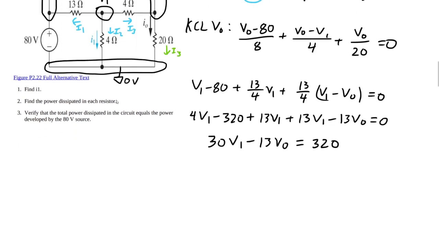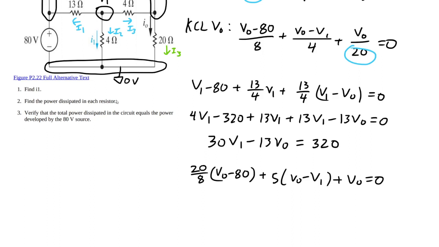And we're going to do the same thing for the other one. We're going to pull it down, multiply it by 20 first. So 20 over 8 V0 minus 80 plus 5 V0 minus V1 plus V0 equals 0. Multiply everything by 8. So 20 V0 minus 20, what's 20 times 8? 1600? Yeah, 1600.